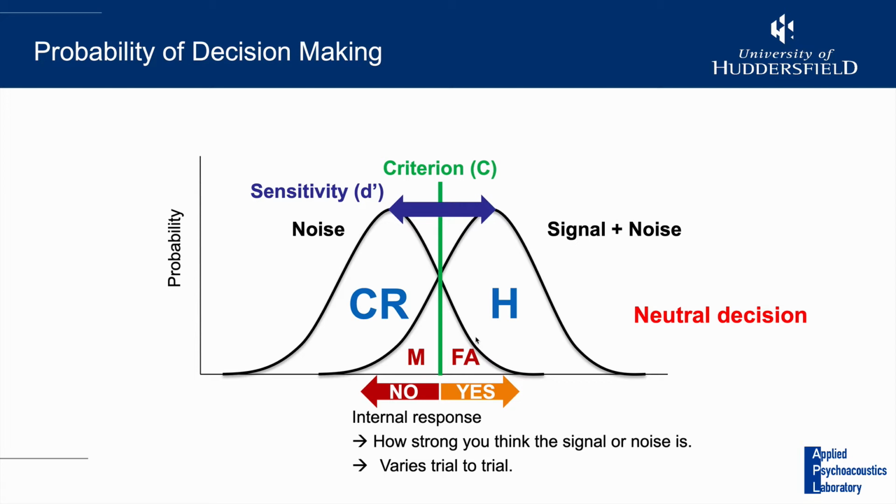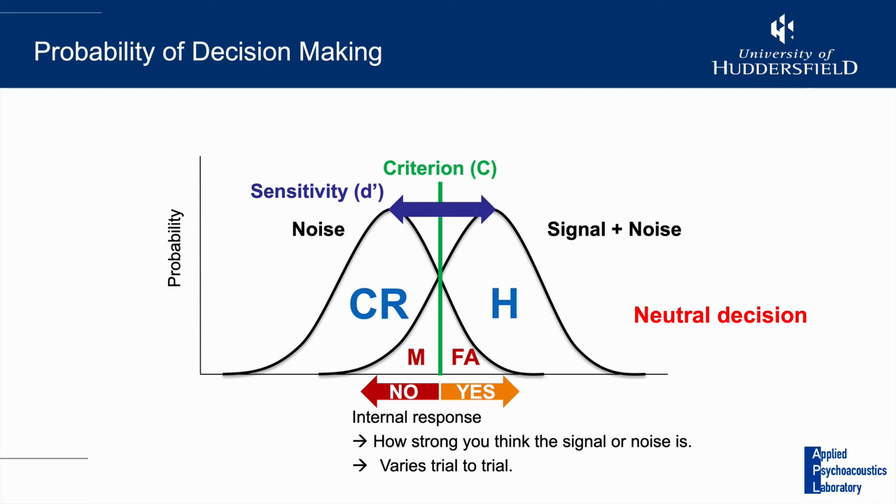So when there is no bias towards either noise or signal, this is an ideal case where we can make a neutral decision, because the decision criterion C lies exactly in between the two peaks of the probability density functions of our internal response. But when a bias occurs due to the state of mind, physical condition, mood, past experience or expectation, etc., the decision criterion can move to either left or right.